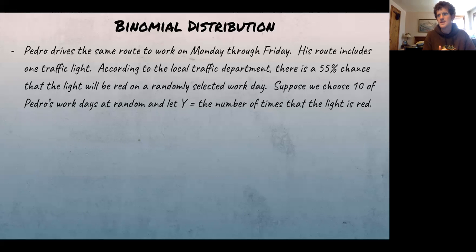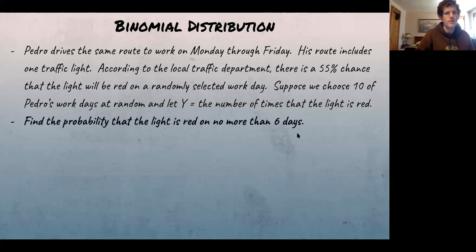Okay, so we're going to take the same scenario, except now we're going to figure out what's the probability that the light is red on no more than 6 days. So what we're saying here is, what is the probability that we have a red light for 0 days, or 1 day, or 2 days, or 3 days, or 4, 5, or 6, but not 7, 8, 9, or 10. So we don't want any of those, but any of the others work.